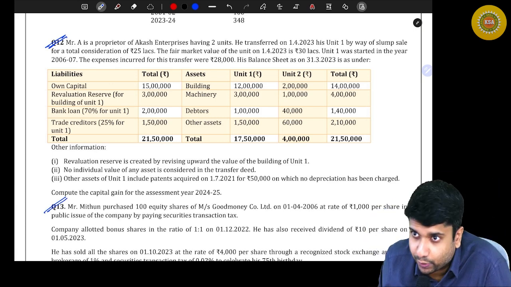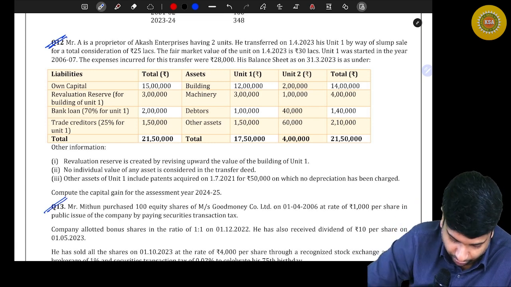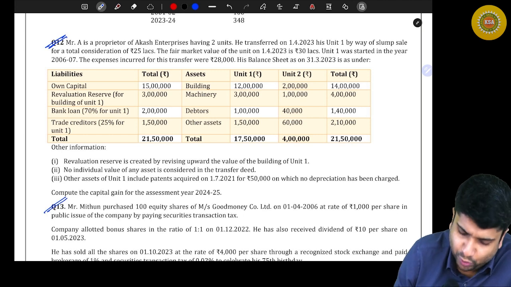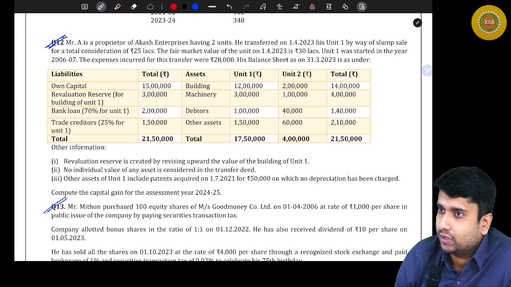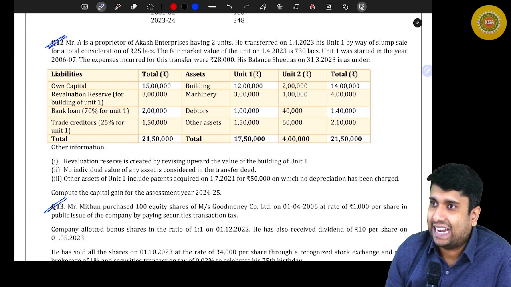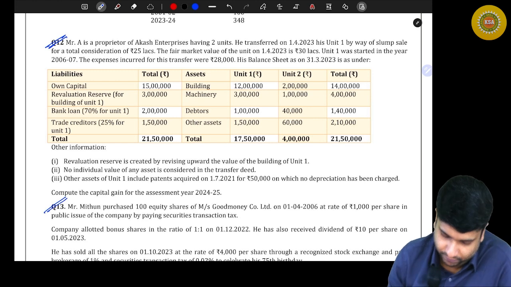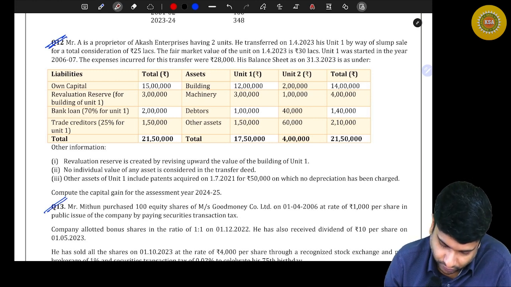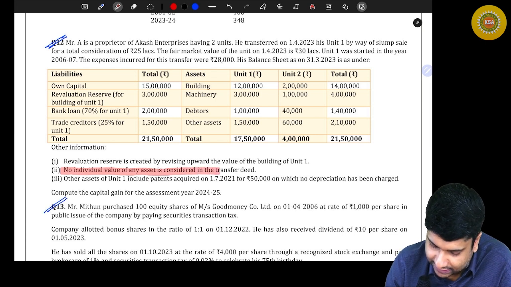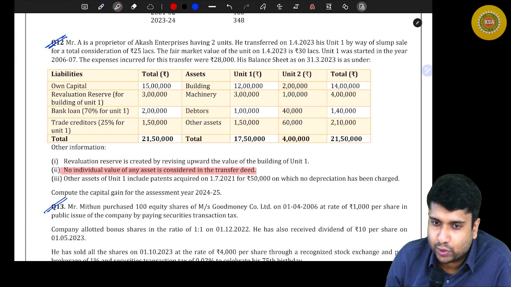So shall we do it together? Let's solve it together, and after that, let's go for a break, okay? So listen, friends. How do you identify whether a transaction they are referring to is a slump sale or a normal capital gain? See, no individual value of any asset is considered in the transfer deed. This is the clue. Are you all listening?